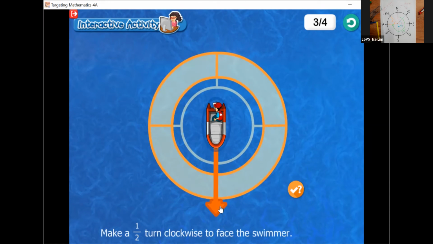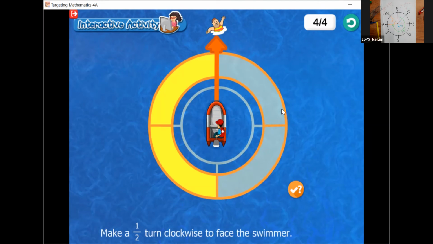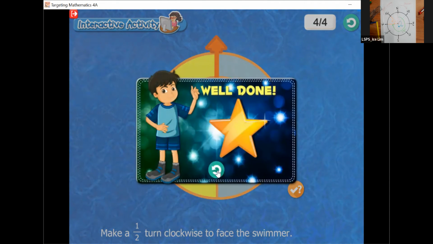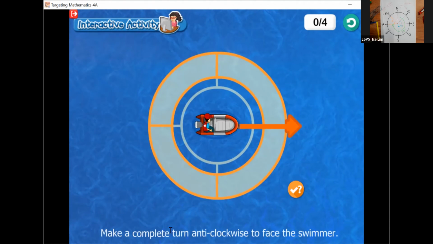Okay, correct. Half a turn clockwise to face the swimmer. Yeah? Well done. Okay, let's try again. Make a complete turn anti-clockwise to face the swimmer. This way?